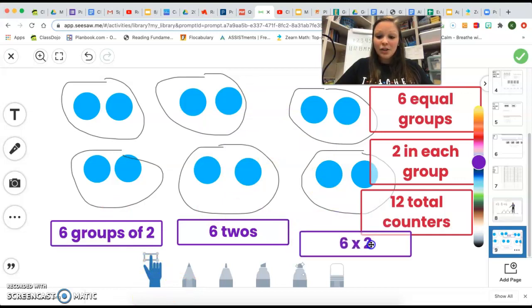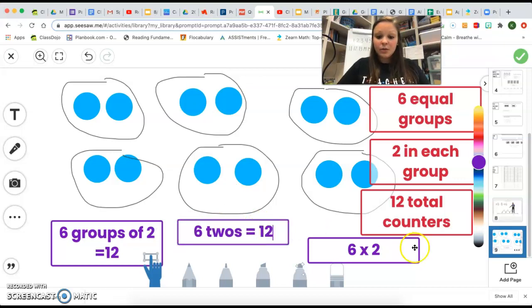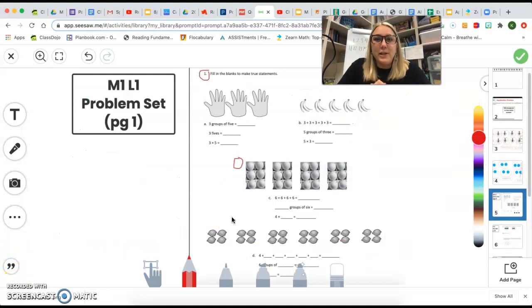And when we have multiplication, we often think of this multiplication symbol as saying groups of. So we have 6 groups of 2, which is exactly what we have up here in our picture. 6 groups, and each group has 2. We also know that we have a total of 12 counters. So we can write 6 groups of 2 equals 12, 6 2s equals 12, and all of that tells us that 6 times 2 equals 12.